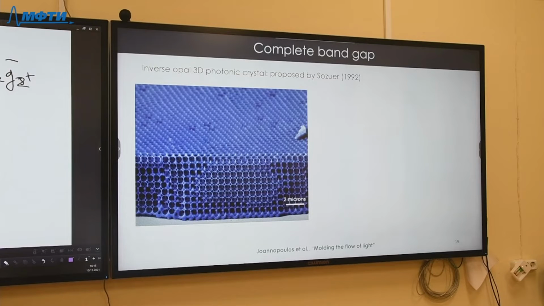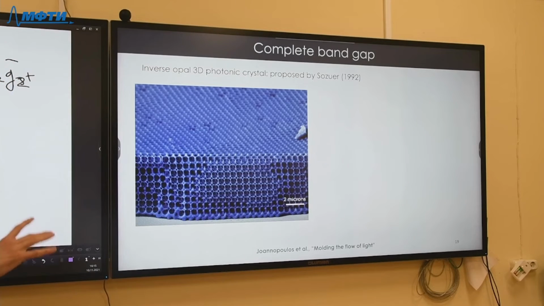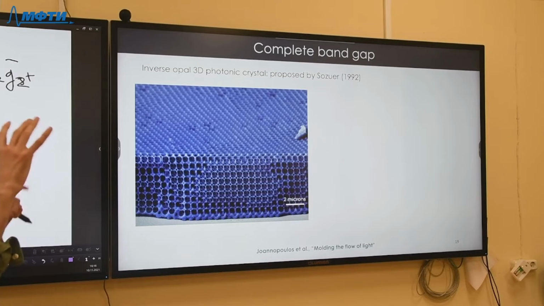Another example is the so-called inverse opal structure. What you need to do in order to obtain an inverse opal structure is take spheres and place them in a periodic lattice. I don't quite remember how exactly you need to arrange the spheres. It may be FCC, maybe something else, maybe BCC, which is another periodic arrangement of spheres. But then, it doesn't really matter. You fill the gaps between the spheres with some dielectric material. You fill the gaps, and then you take the spheres away.